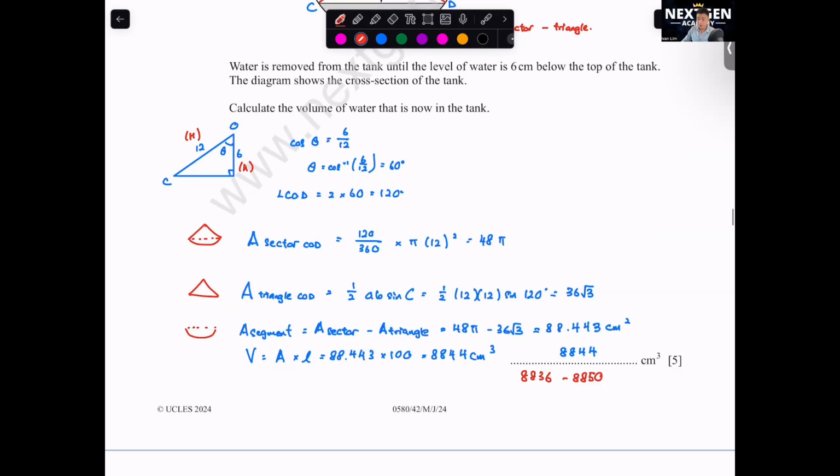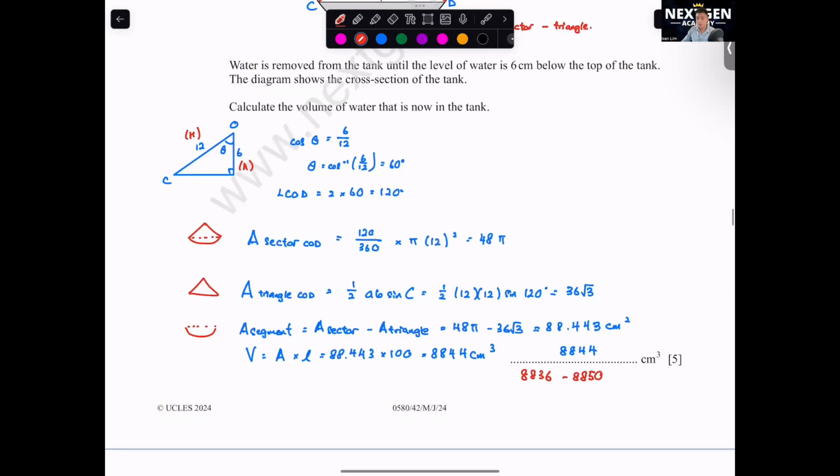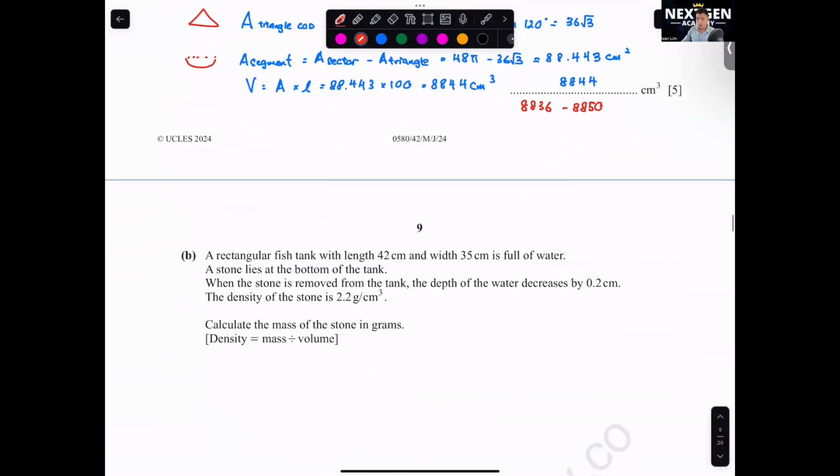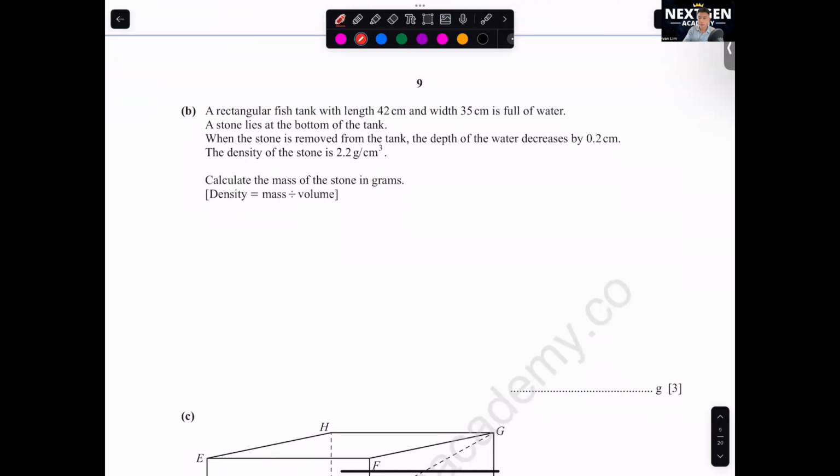Segment, you need to remember. Yes, this is part of your formula of circle. You all need to know how to do segment. So you learn sector, arc. What else you all learn? Sector, arc, and segment, and then triangle also.